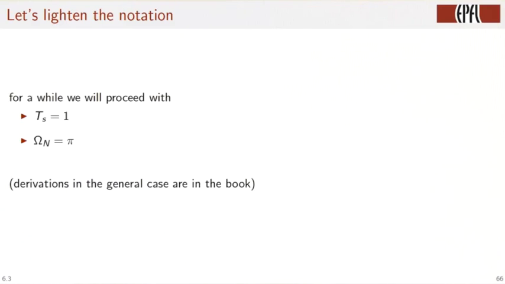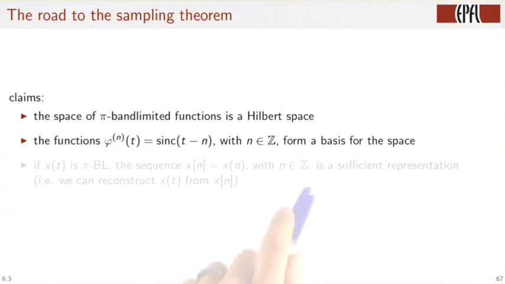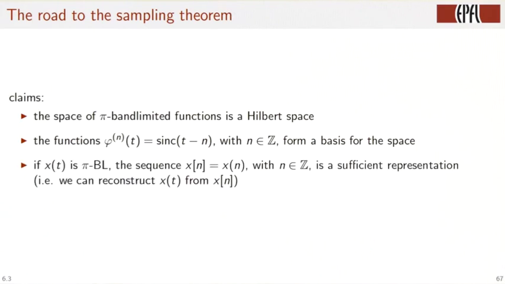To make our life easier, we are going to pick Ts equal to 1, which means that Ωn is equal to π. The general derivation is given in the book. We make a couple of claims now. The space of π band-limited functions is a Hilbert space. The set of functions φn(t), which are simply the sinc functions shifted to location n, form an orthogonal basis for that Hilbert space, and if x(t) is π band-limited, then the sequence of samples x[n] is a sufficient representation. In other words, if we have the samples x[n], we can reconstruct x(t) perfectly, and that's the essence of the sampling theorem.